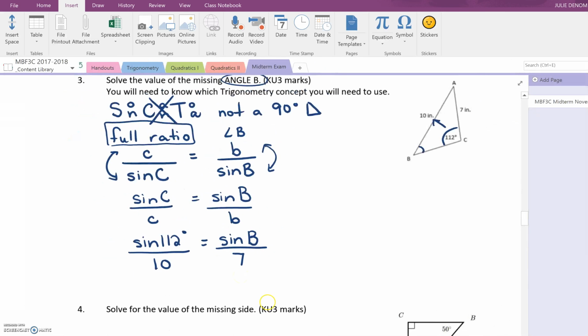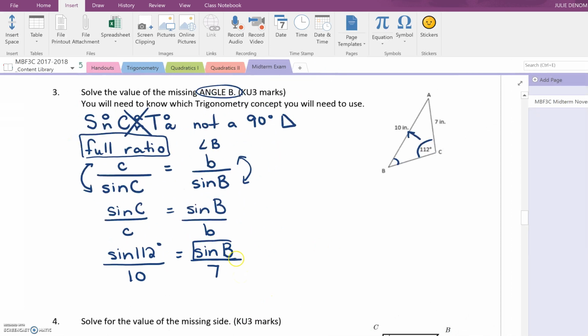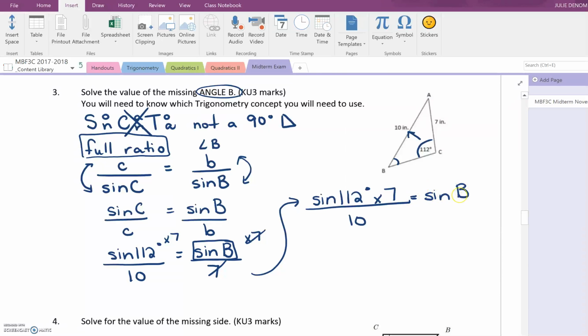You want to isolate sine of B, so you want this on its own, which means the division by 7 is in the way. So you multiply by 7 on both sides, which cancels out that 7. So we have sine of 112 degrees times 7, and that answer divided by 10 will give us the sine of B. We're not looking for the sine of B, we're just looking for angle B. So we'll see what we're going to do here.